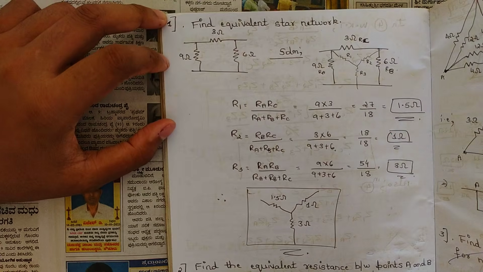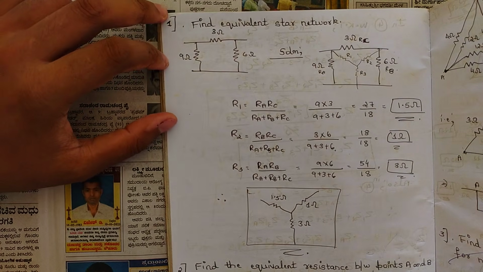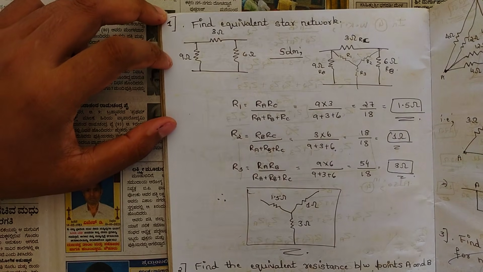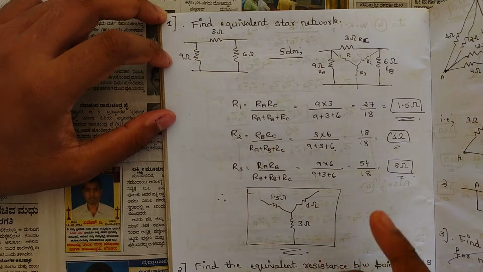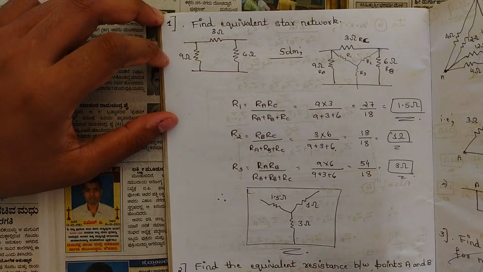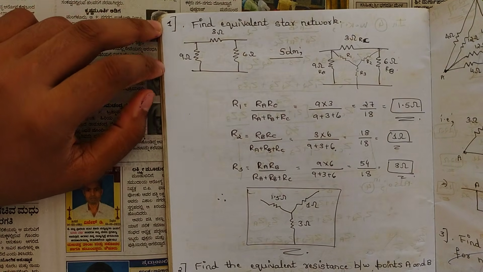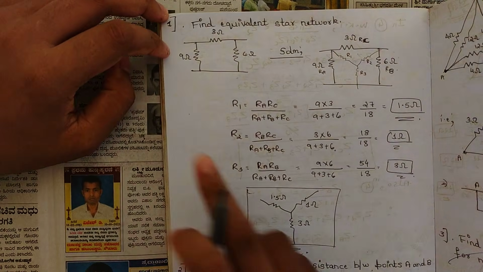We are going to continue with whatever we have left in the previous video. That is, we have discussed star delta transformation derivation and how to convert star network into delta network and delta network into star network. So for that let's see one simple example sum. After that we are going to solve many sums. This is one simple sum.